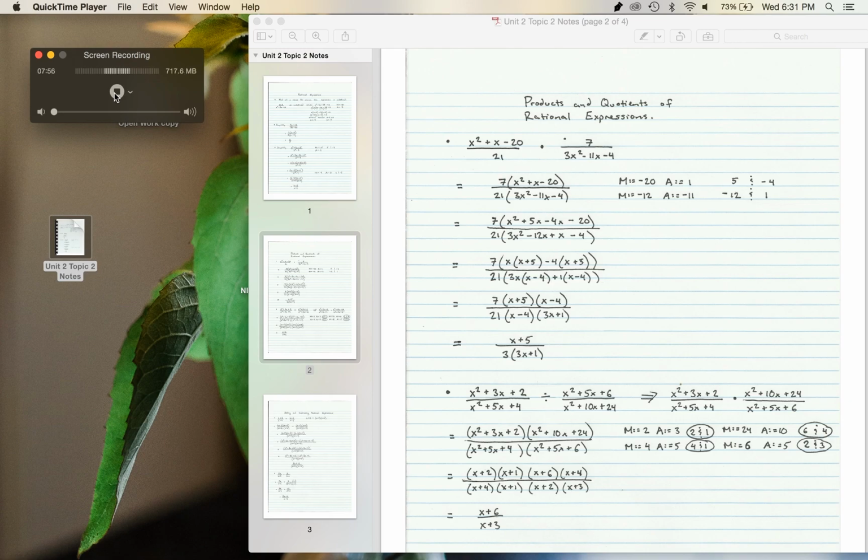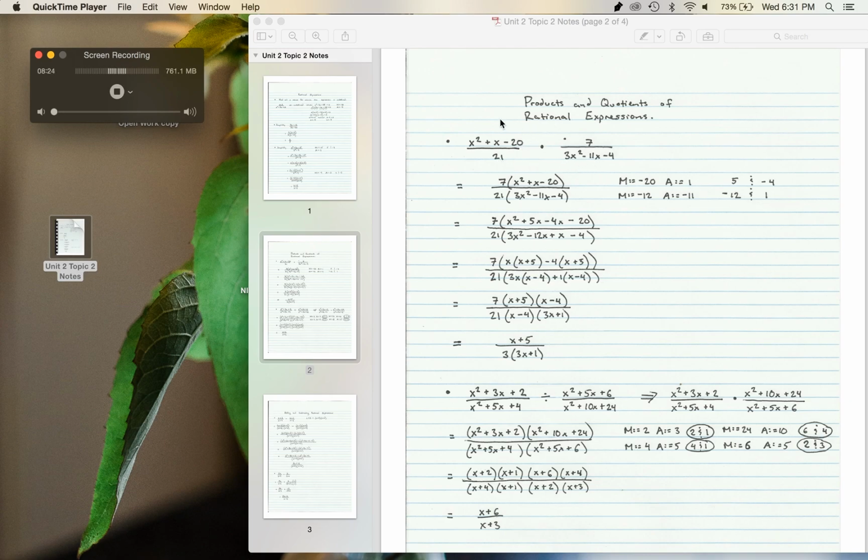Next, we're going to have a look at some operations that we can do with rational expressions. On this page, we're going to look at products and quotients of rational expressions. So in this first example, I have a product of rational expressions. I have this rational expression multiplied by this rational expression. When you're multiplying rational expressions, it's actually quite straightforward. You simply multiply across the top and multiply across the bottom.